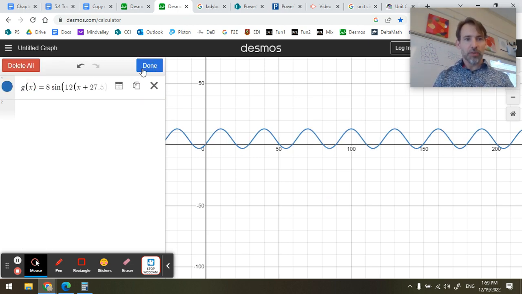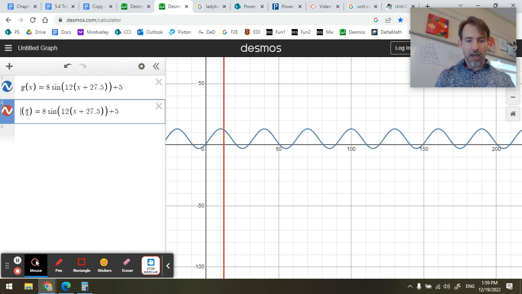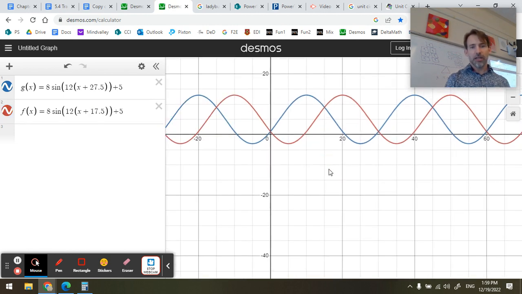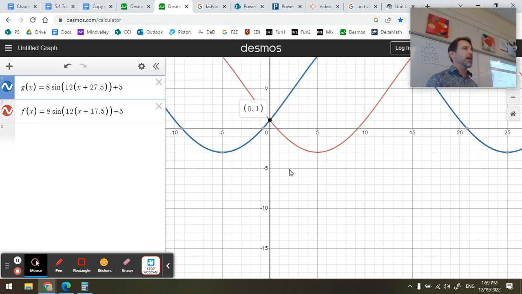And now we're just going to duplicate that because we're only changing the d value. We can change this color to red and then say done. And then change this to f of x. And we had plus 17.5. There. Notice when I zoom in and show you this, they both have the correct y-intercept. But only one of them has the correct behavior, descending as it's crossing the y-axis. The other one, we got the right value, but we were ascending.